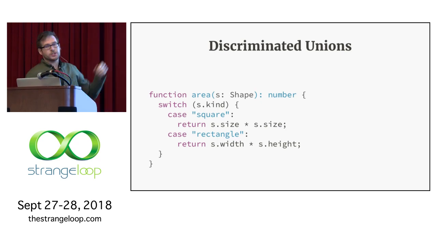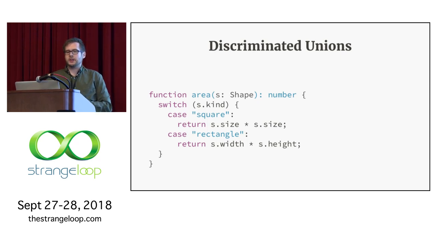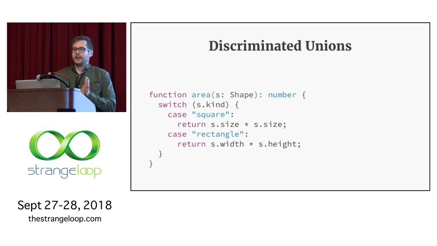We know that we're getting a shape, so TypeScript will ensure for us that anything passed to it is compatible with the shape definition. We won't be able to access the size of a rectangle or the width and the height of a square because those properties aren't present. And also, TypeScript will do exhaustiveness checking. So if we add circle to our shape type down the road, then this definition is no longer guaranteed to return a number. And so TypeScript will point out to us that we're missing a case, and we can come back and add it to deal with our circle shape.